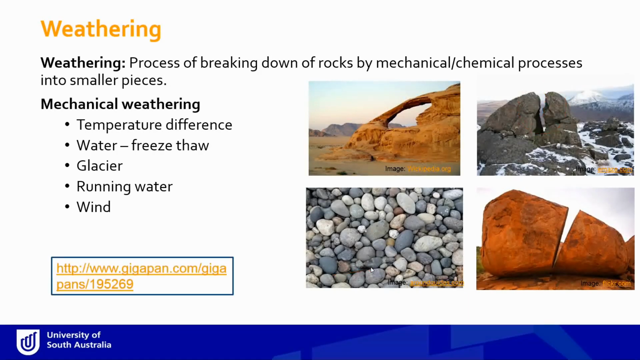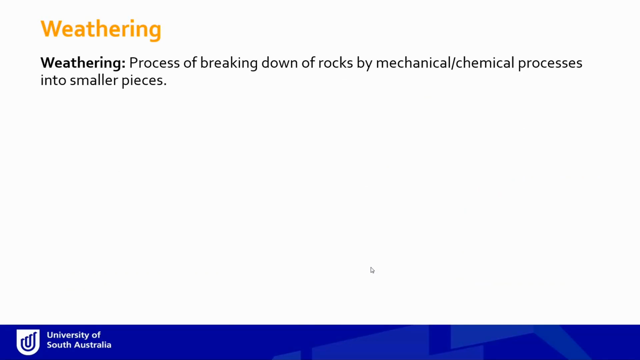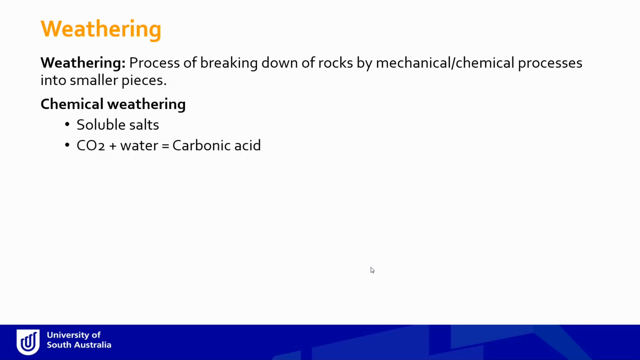Now, apart from mechanical weathering, there is another type of weathering. We call it chemical weathering. Chemical weathering is nothing but soluble salts or other chemicals in the ground or wherever eating into the rock and disintegrating it into smaller particles. We call the process chemical weathering.